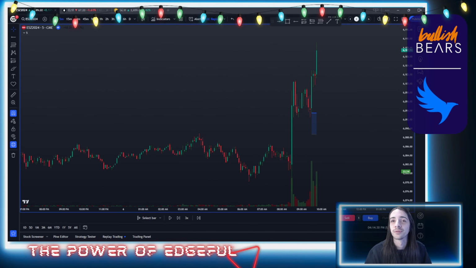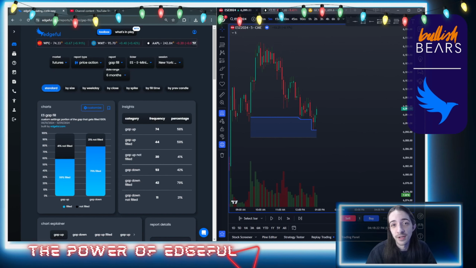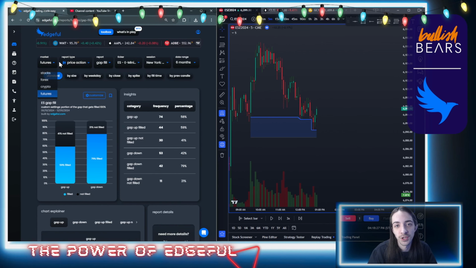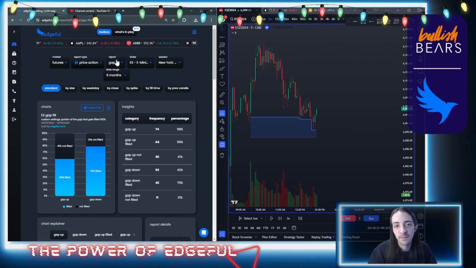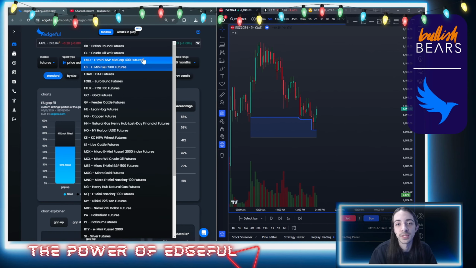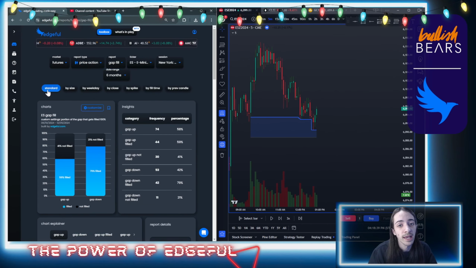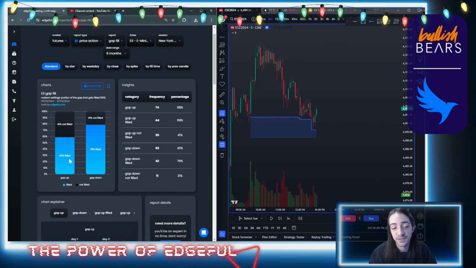So let's go. Now, here comes the fun part, and that would be using the Edgeful platform. We're going to come right now into futures. We're going to go to price action, and under report type, gap fill is the report, and we have the ES, which is, of course, the S&P 500 minis, and we have it on standard. So standard just means overall, what are the odds of the gap being filled? If it's a gap up right now, we have a 59% chance of it getting filled. If it's a gap down, we have a 79% chance of it getting filled.